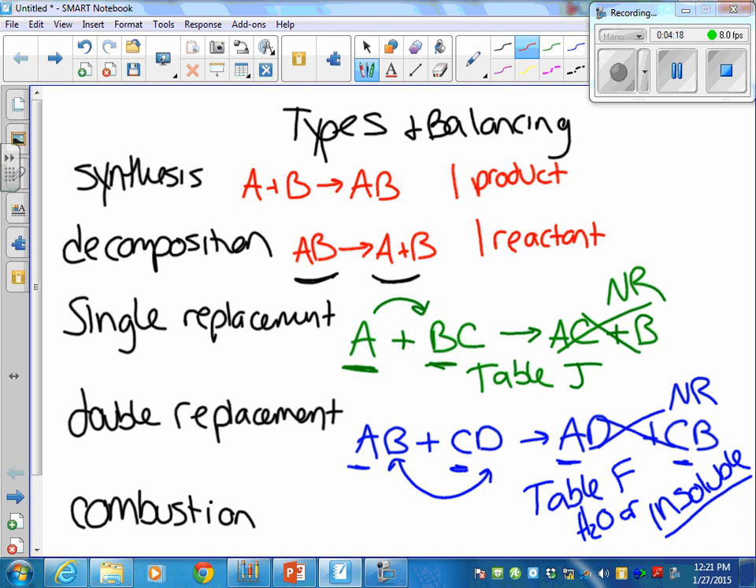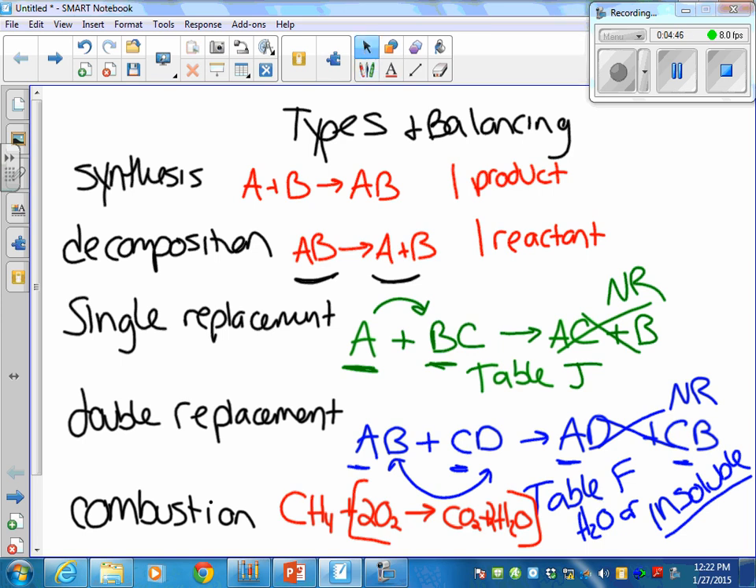Finally, combustion. Combustion is really easy. You're going to start with something that's got a lot of carbon and hydrogen, maybe an oxygen. And this part of a combustion reaction is always the same. It ends up with CO2 and H2O as your only possible products. It also includes oxygen as a reactant. If you're burning something, you need oxygen. If you put a lid over a candle, the candle goes out because it runs out of a reactant. So this part here is the same for any combustion reaction.